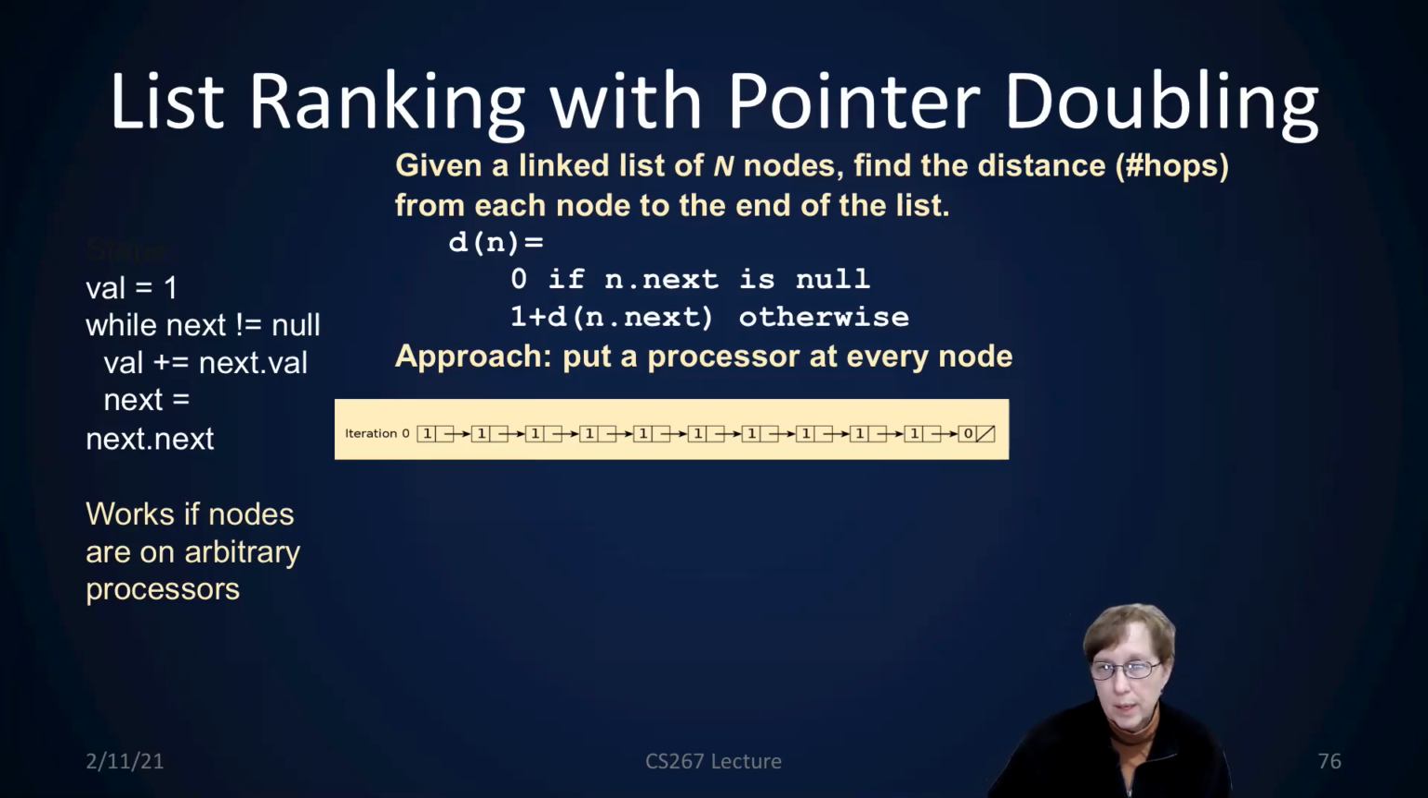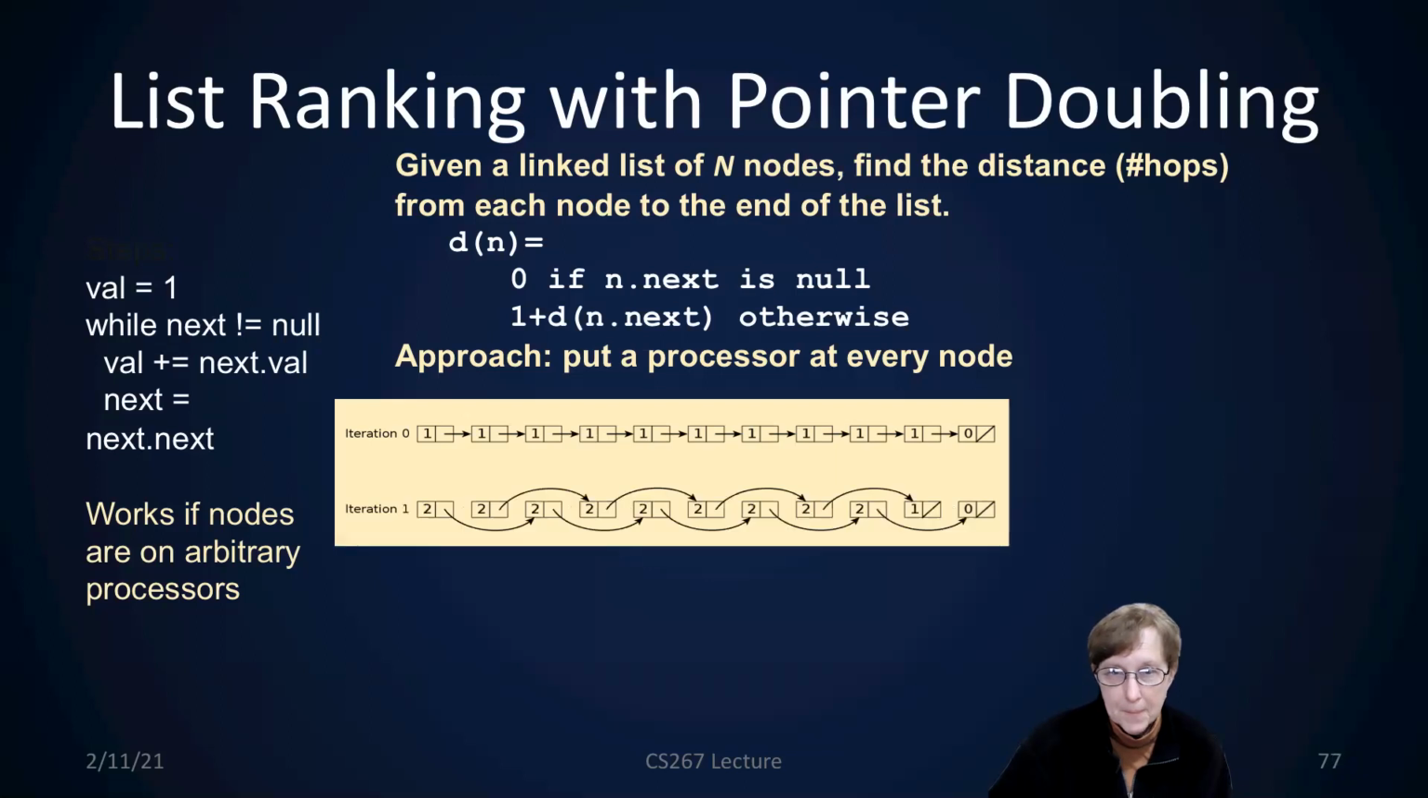Otherwise, it's 1 plus the distance of the next element in the list. So it looks like a fairly serial thing to do. Again, probably pretty hard to parallelize, but when we put a processor at every one of these nodes in the linked list, we can actually run something that is a parallel algorithm here.